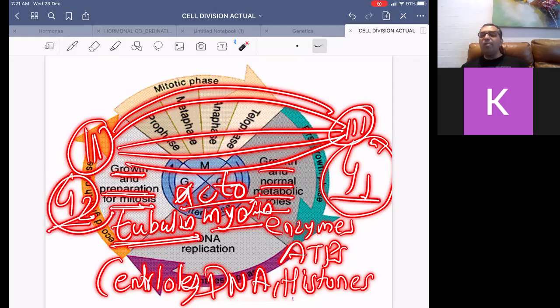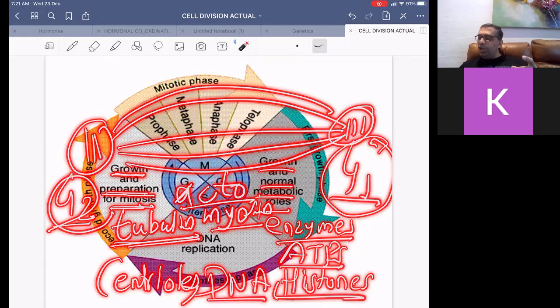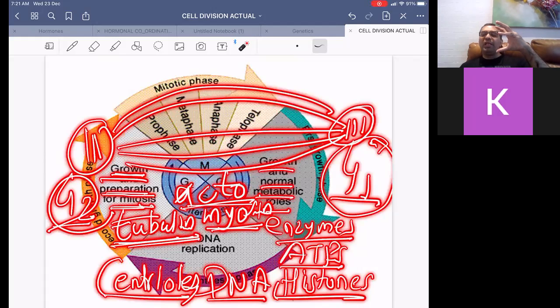तो once again G1 में क्या होता है? ग्रोथ. एंड ग्रोथ के साथ एंजाइम्स और एटीपीज बनते हैं. एस फेज में क्या क्या बनता है? डीएनए रेप्लिकेट होता है, हिस्टोन्स रेप्लिकेट होते हैं और सेंट्रियोल्स रेप्लिकेट होते हैं. एंड G2 फेज में क्या होता है? ट्यूबुलिन दैट इज एक्टोमायोसिन इज फॉर्म एंड सेल अगेन अंडरगोज ग्रोथ इन साइज. तो G1 में ग्रोथ, G2 में ग्रोथ, एस फेज में डीएनए, सेंट्रियोल्स एंड हिस्टोन्स अंडरगो रेप्लिकेशन.